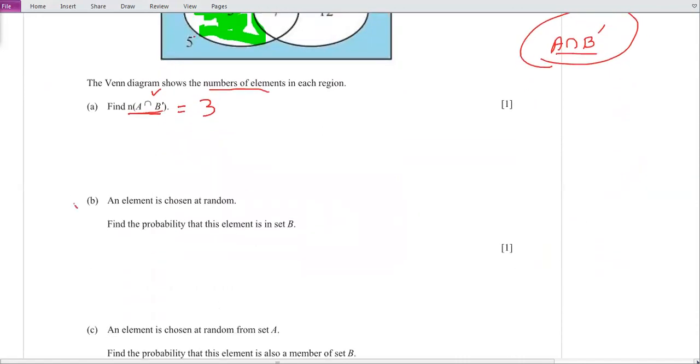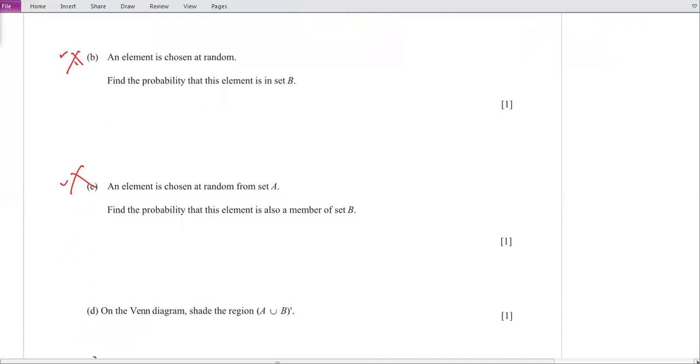Now for this one, this is actually probability. When we do probability, we will do these two parts over there. We have a topic on probability, so we need to discuss them there. So leave them for a while.